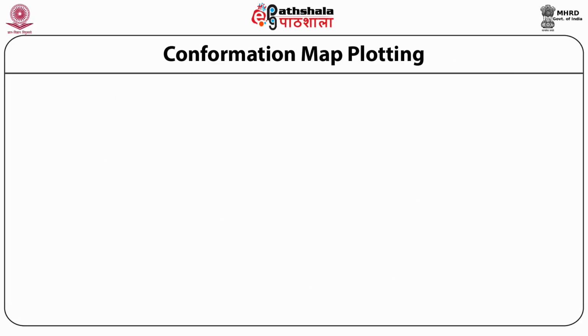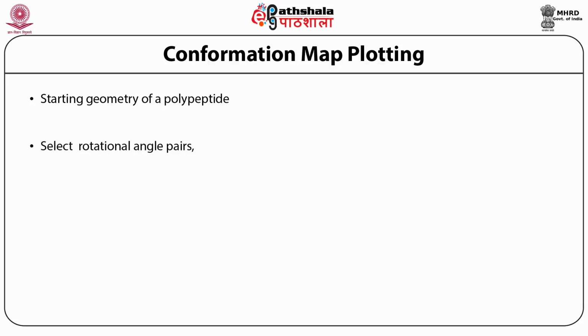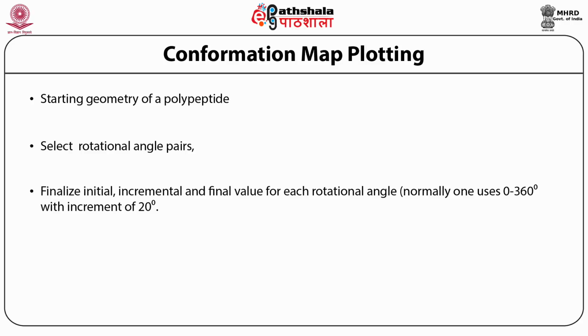Conformation map plotting. The starting geometry of a polypeptide is the first step. Then the next step is we select rotational angle pairs and finalize the initial value, incremental value, and final value for each of these rotational angles. Normally, it is conventional to use rotation from 0 to 360 degrees with an increment of 20 degrees.